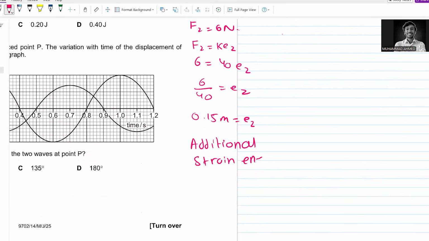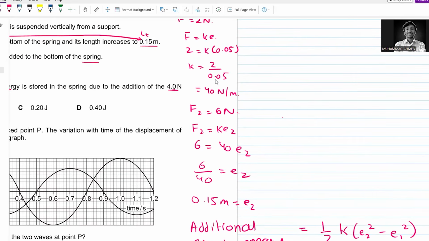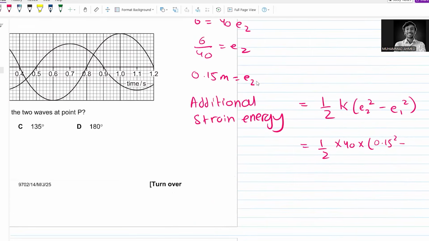Yes or no? एडिशनल स्ट्रेन एनर्जी का फॉर्मूला हुआ करता था 1/2 k into the final extension square minus the initial extension square. What is the value of k? 40. What is the final extension? 0.15 का whole square. What is your initial extension, beta? 0.05.